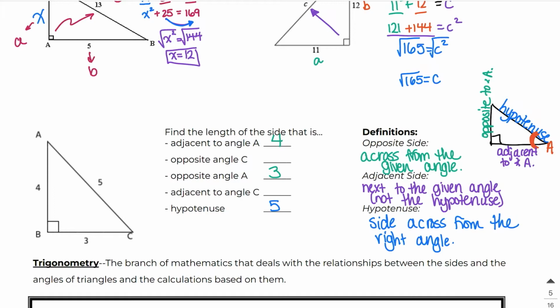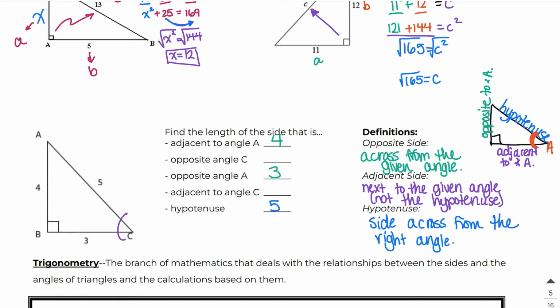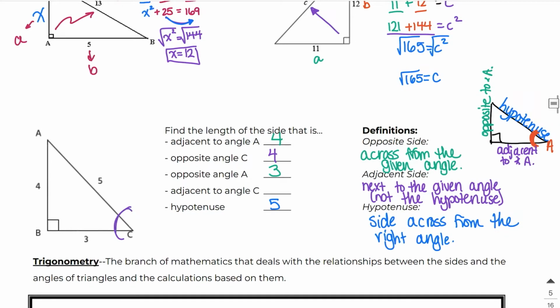I'd like you to pause and try to find the answers to the opposite to angle C and adjacent to angle C, and then we'll talk. Okay, so angle C is right here. So opposite to angle C is the side that is across from angle C, which is 4. So what is adjacent to A is opposite to angle C. Now we need to find the side that is adjacent to angle C. The side that's adjacent to angle C is the one that's next to angle C that is not the hypotenuse. So that has to be 3. So hopefully you got that this side right here should be a 3.